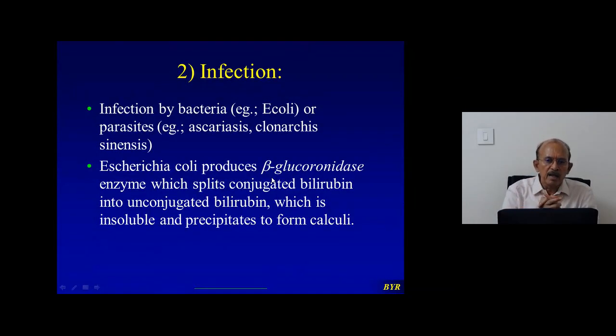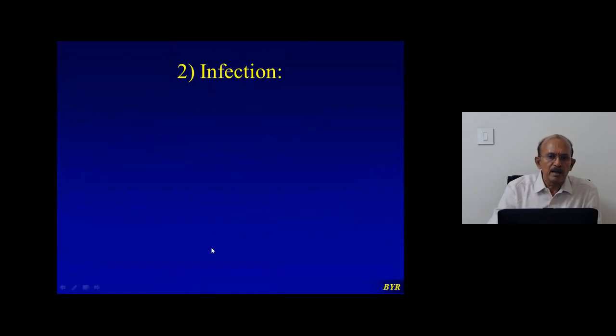So now if the E. coli infection is there in the gallbladder, it produces an enzyme called glucuronidase that splits the bilirubin from the glucuronide. Then what happens to the bilirubin? It becomes unconjugated. Once it becomes unconjugated, it is insoluble in bile. So it precipitates and forms the calculi. So the conjugated bilirubin becomes unconjugated, that insoluble bilirubin, and this bilirubin precipitates and causes calculi.